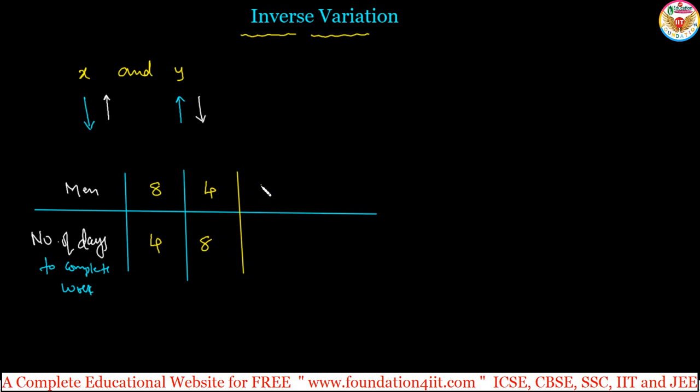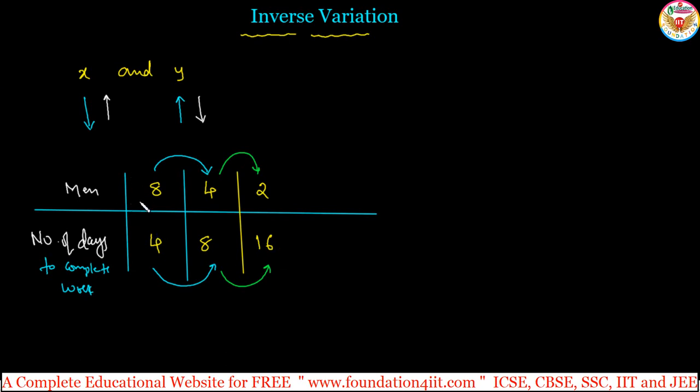Okay, instead of 4, if I take only 2 members, how many days will they take? Let us see. 4 persons take 8 days. If I send only 2 members, double this, so 16 days they'll take. Right, this is the method. So when one quantity is increasing, the other quantity is decreasing. 8 to 4 is decreased, then 4 to 8 is increased. In the same way, 4 to 2 is decreased and 8 to 16 is increased.